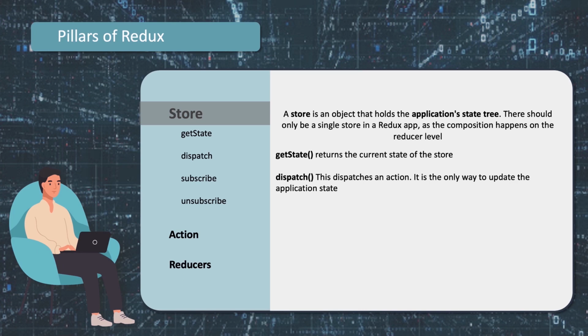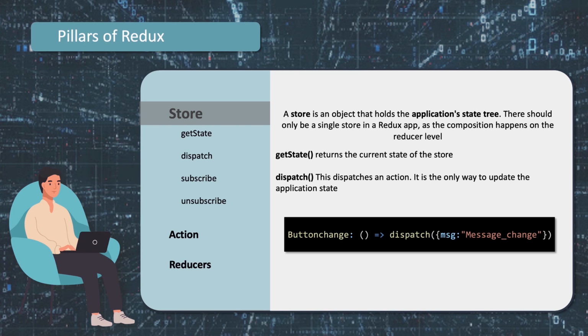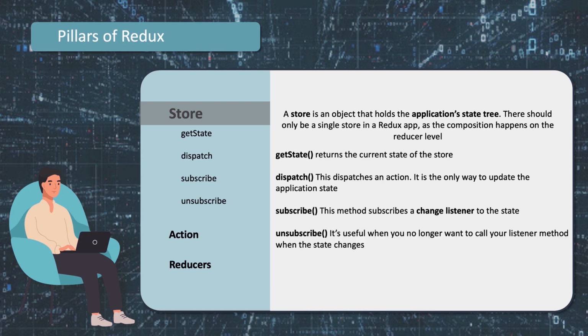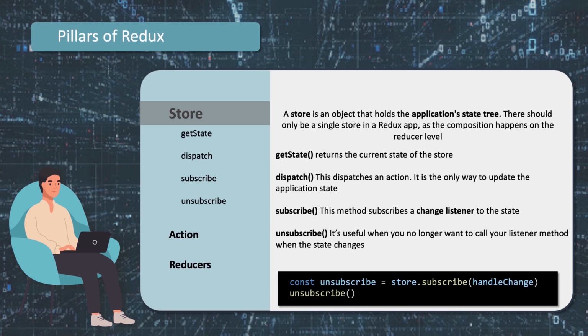The second state is dispatch, and this is an action. It's the only way to update the application state. And here we have an action on a button change to actually change the state of the application. And then the final two are subscribe and unsubscribe. And these are ways in which you can actually change the listener to the state.